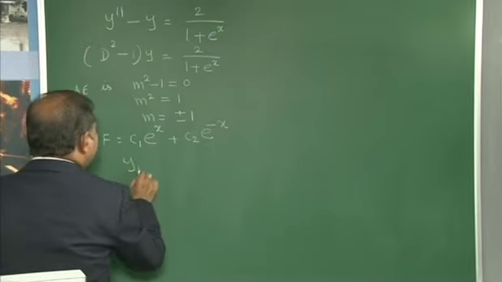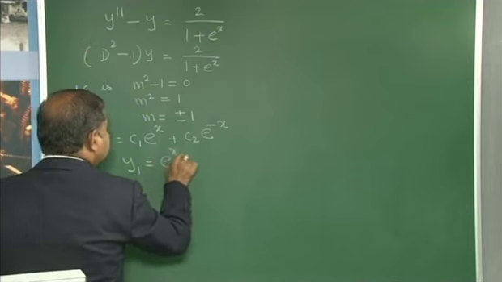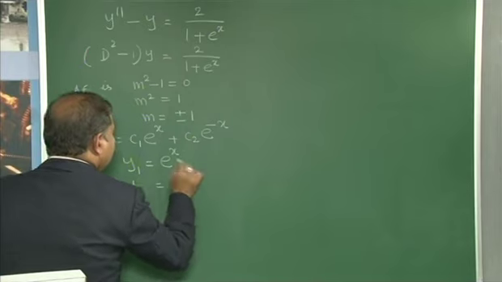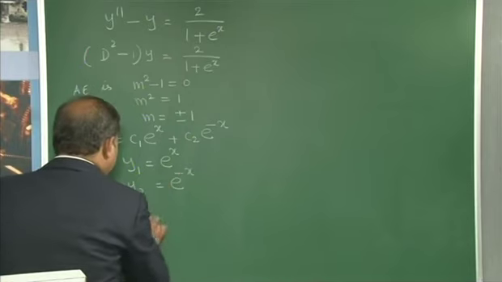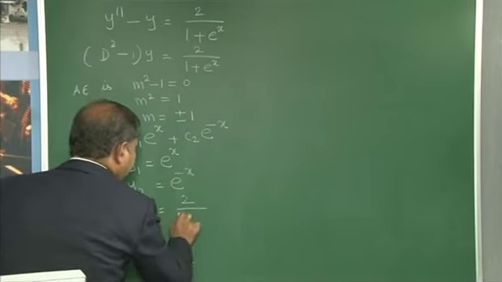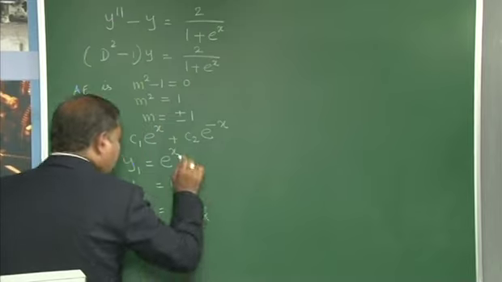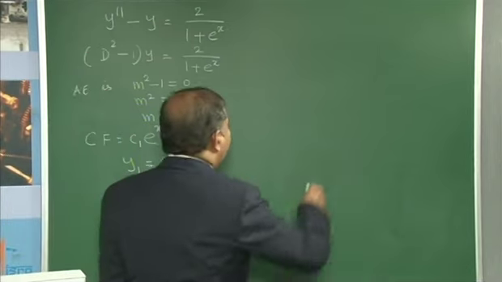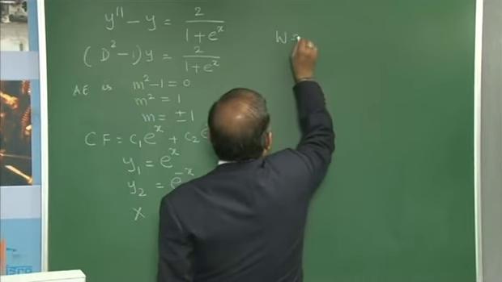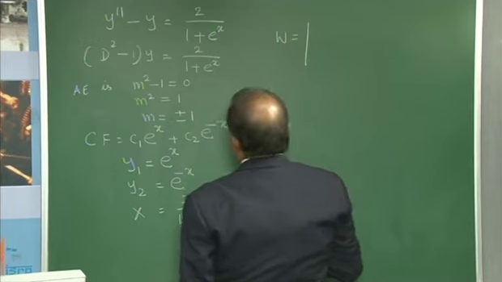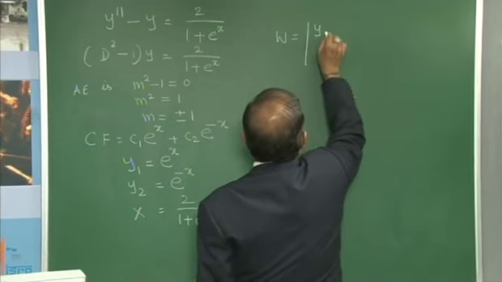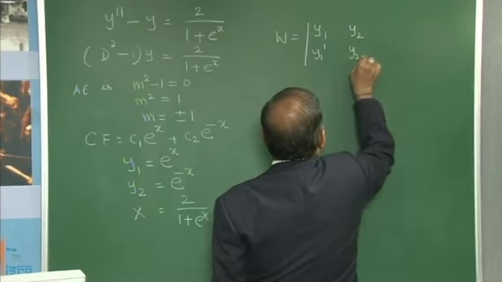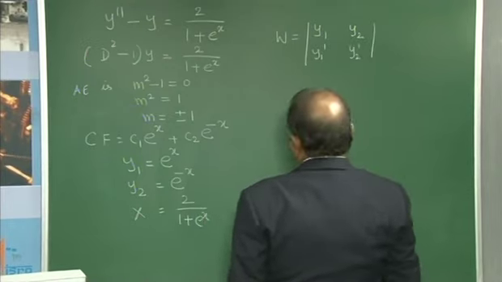So, y1 is equal to e power x, y2 is equal to e power minus x. What is capital X? Right hand side, 2 by 1 plus e power x. Go for the W, you will get confusions only in the integration. Remaining procedures are routine: y1, y2, y1 dash, y2 dash.